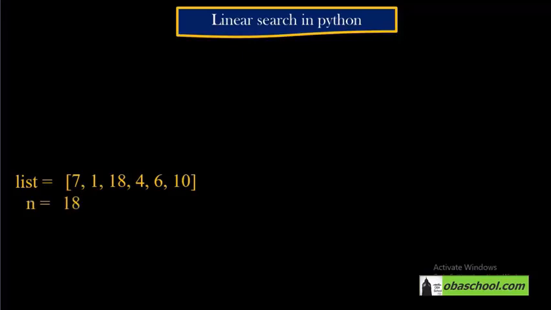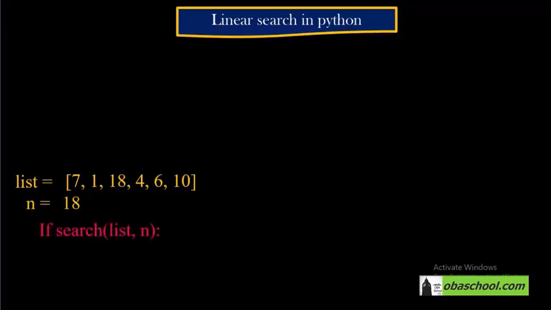Now let's see the linear search in Python. First of all, we should have a list, so let's do the code of the list. Our list has the following numbers: 7, 1, 18, 4, 6, 10. N is the number that we are looking for, and we call it key in the linear search. Here we are looking for number 18.